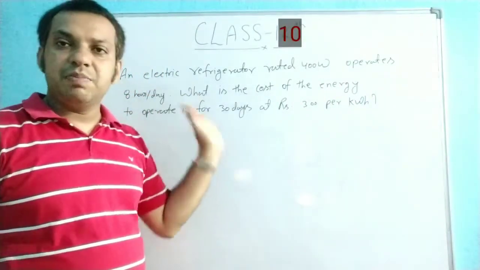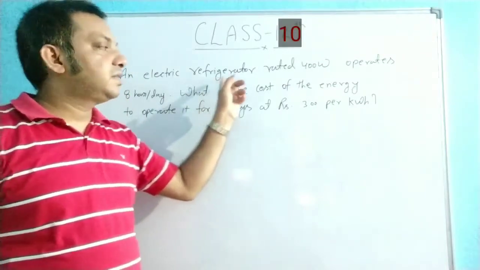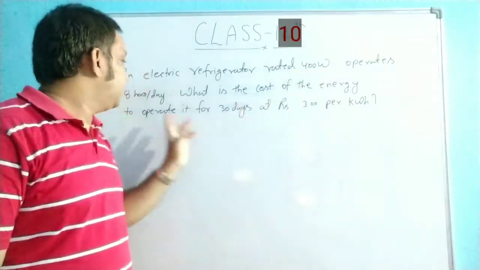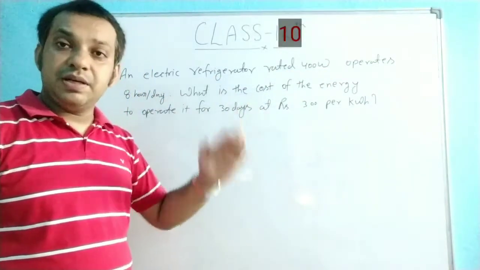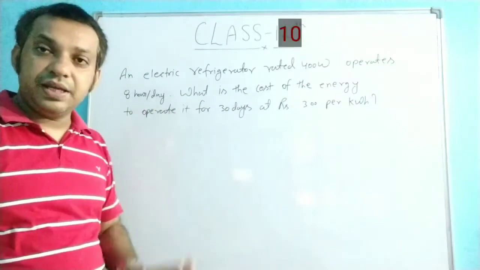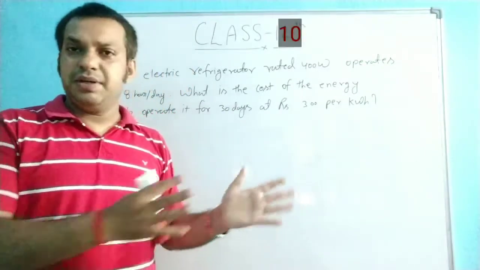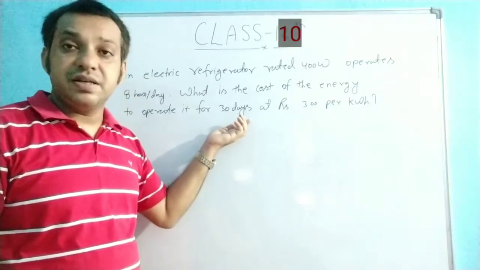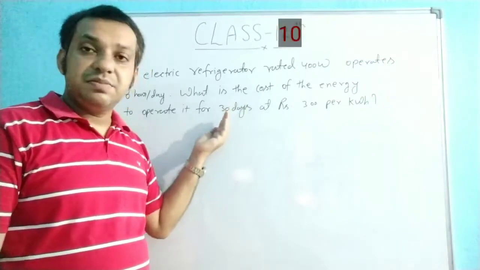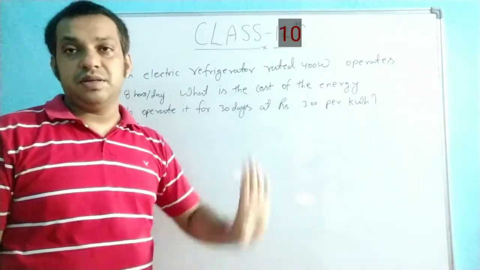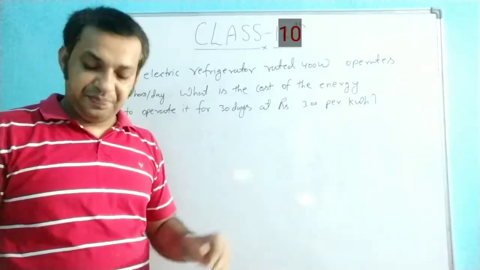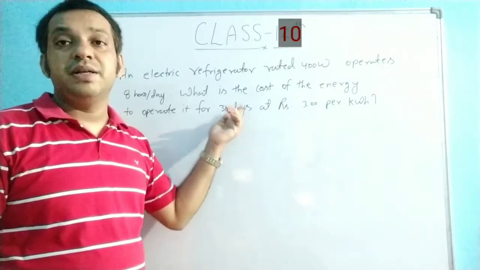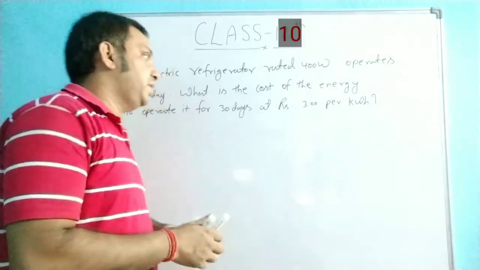Here we have one appliance. I already mentioned every appliance has some power rating. So here the power rating is 400 watt. And this refrigerator operates 8 hours in a day. The rest of the time it is off. We have to find, if it operates for 30 days, what the energy consumption is and what the cost of that energy consumption is. I hope you understand the question. Let us find out how much energy is consumed by the refrigerator for 30 days. So just see.